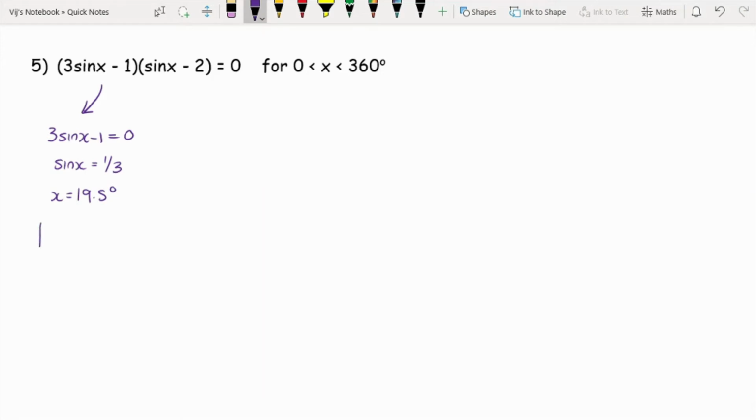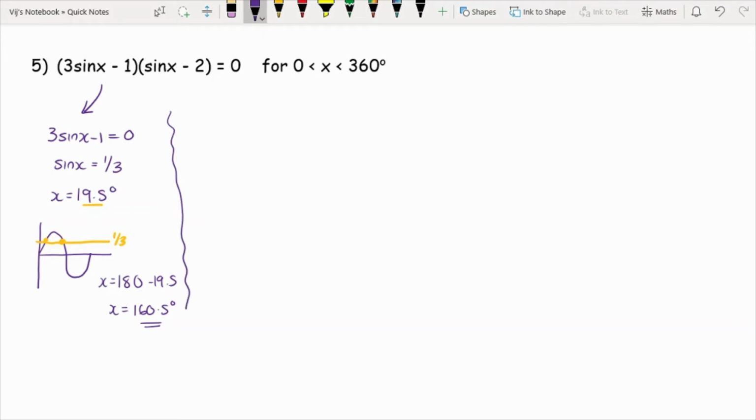So again, doing a quick sketch of my sine graph within the range of 0 and 360, I get something that looks like this. If I draw a horizontal line through positive a third, I can see that I'm looking for two solutions. The first one is 19.5. To find the second value, all I need to do is 180 minus 19.5, which gives me an x value of 160.5. So there is my second angle for that.